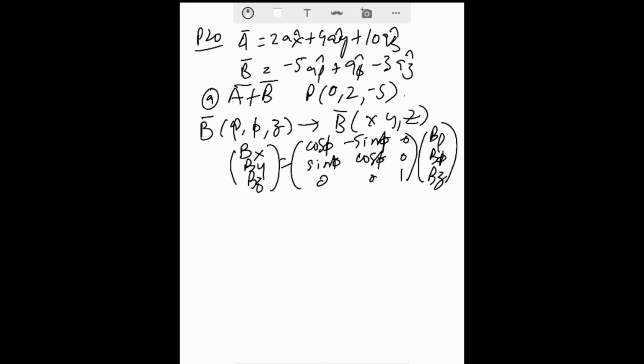Now x is 0, so phi is the tangent inverse of 2 over 0, which implies phi is equal to 90 degrees or pi by 2.